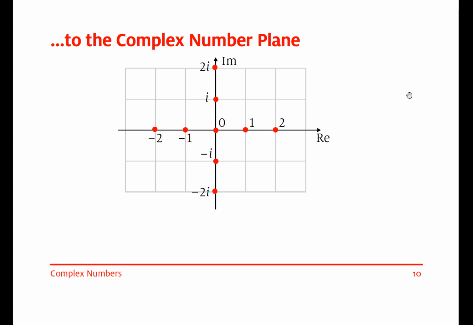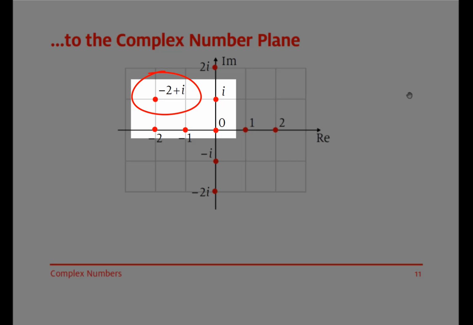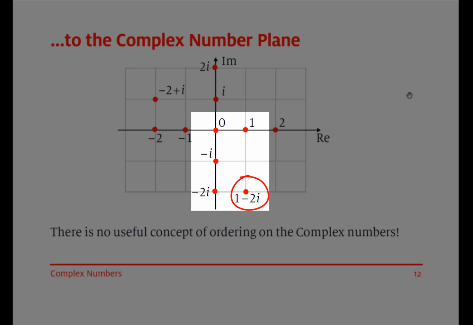Here we have two axes. The real axis is the x-axis and the imaginary axis is the y-axis. So here you can see the real numbers 1, 2, minus 1, minus 2, and the complex numbers i, 2i, minus 2i. And this is minus 2 plus i, because the real part is minus 2 and the imaginary part is 1. This number is 1 minus 2i, the real part is 1, the imaginary part is minus 2.